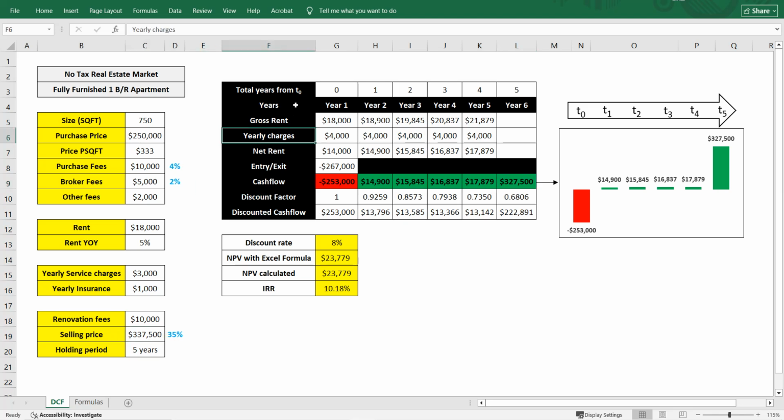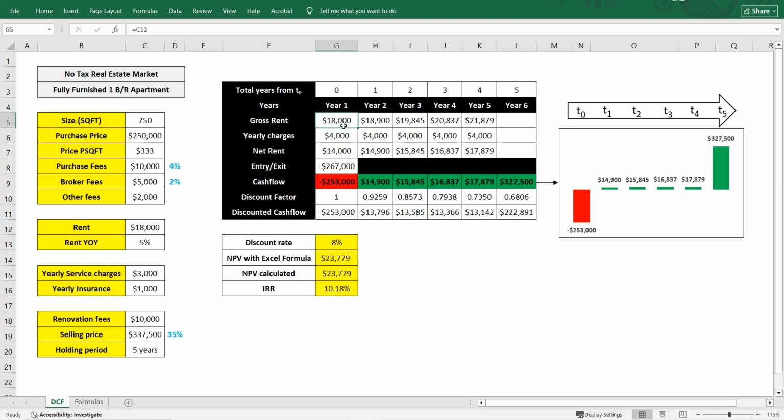Here we have the table that represents the different values. So here we have the years. For our example, we are estimating that we get the rent in one check at the beginning of each year. So the beginning of year 1 is time t0, then the beginning of year 2 we have t1. From here to here we have 1 year, 2 years, 3 years, 4 years, and 5 years. At the end of the 5th year, or the beginning of the 6th year, we are going to sell our property. This row represents the gross rent.